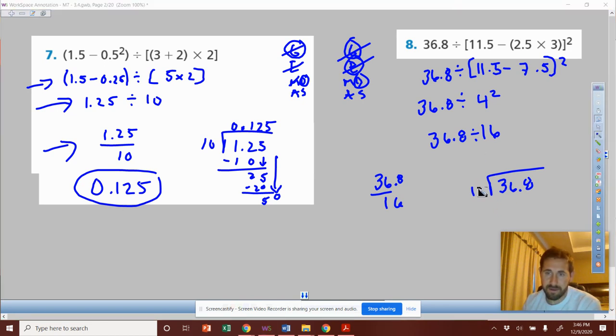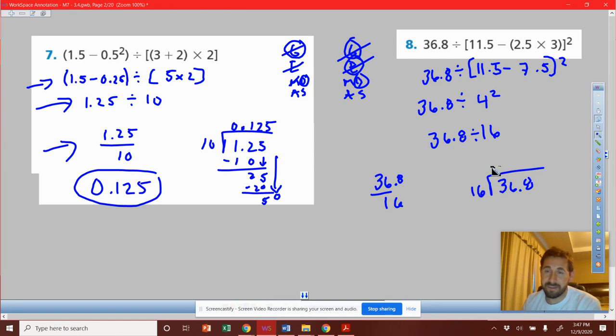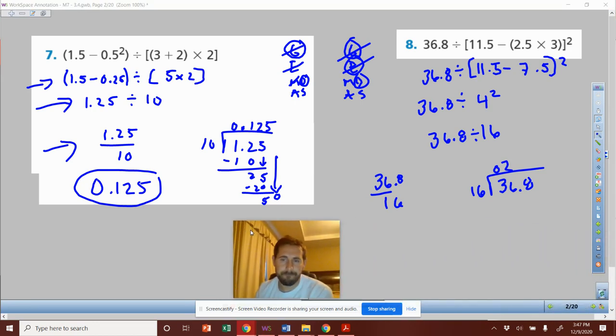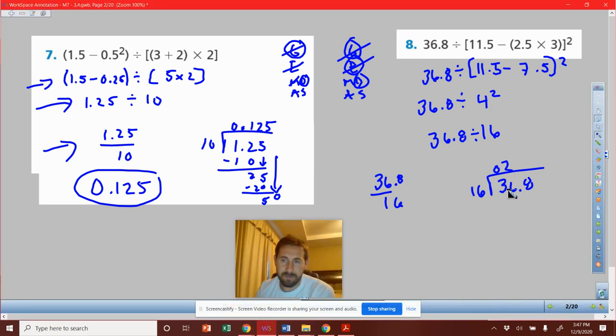Thinking ahead. Sorry. How many 16s go into 3? 0. How many 16s go into 36? 2. Okay, 16 times 2 is 32. So I can already see, sorry, I don't know why I put that decimal there. I want it here. I can already see that we're going to get a decimal response here. So how many 16s go into 48? That's 3. So finally, we got an answer of 2.3 for this problem.